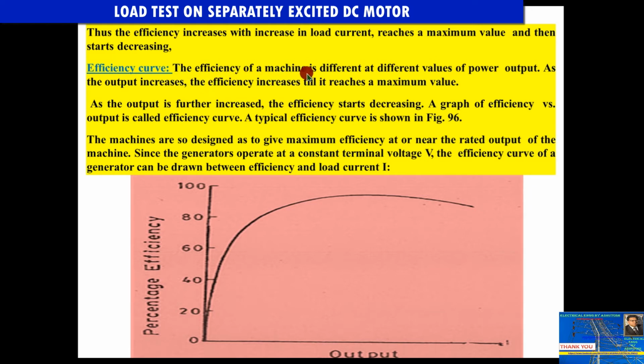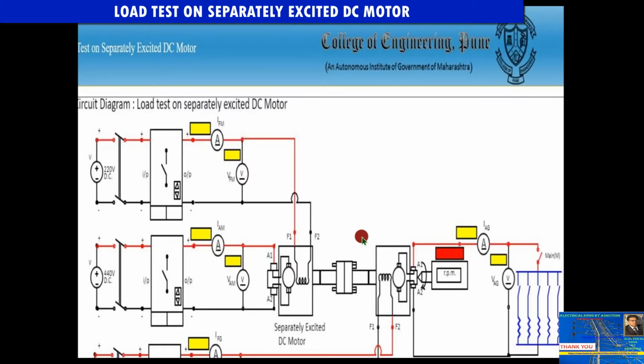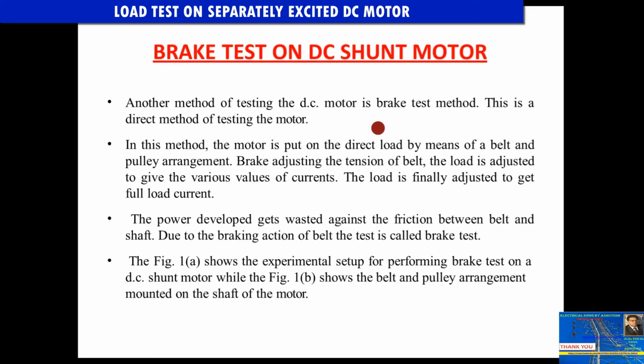The efficiency of a machine is different at different values of power output. As the output increases, the efficiency increases till it reaches a maximum value. So this is the graph we will draw. And this is the circuit diagram in the virtual lab.